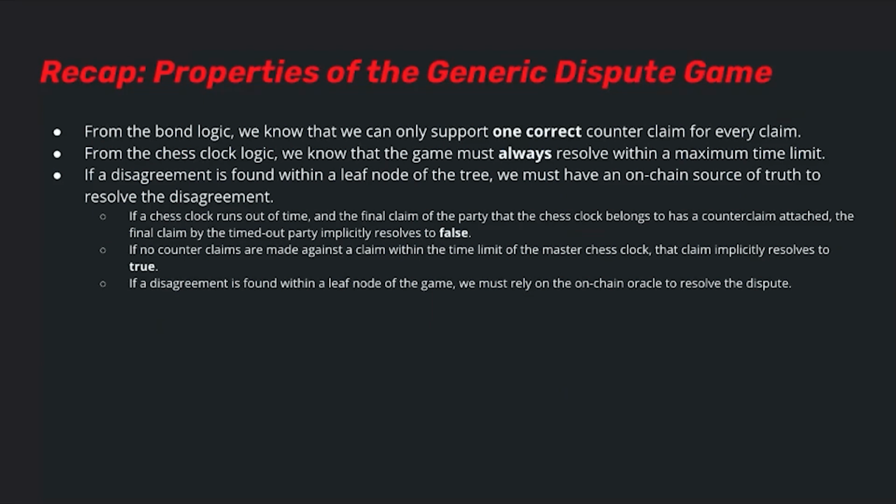And at the end of it, if a disagreement is found at the lowest level of the game, so in the leaf nodes, we must rely on the on-chain oracle to resolve the dispute.